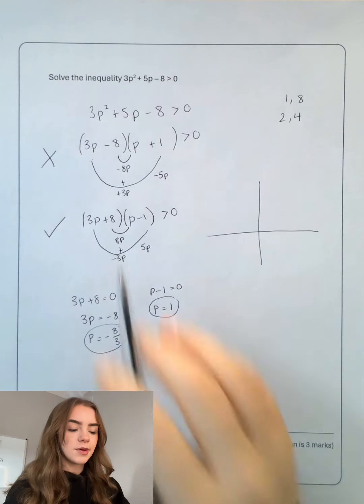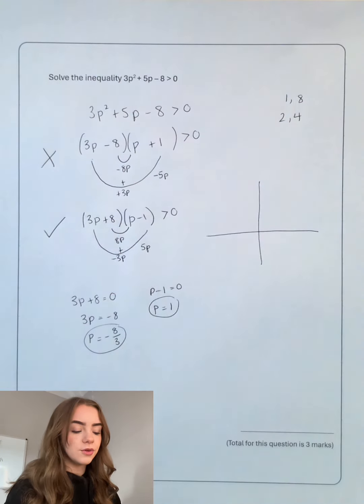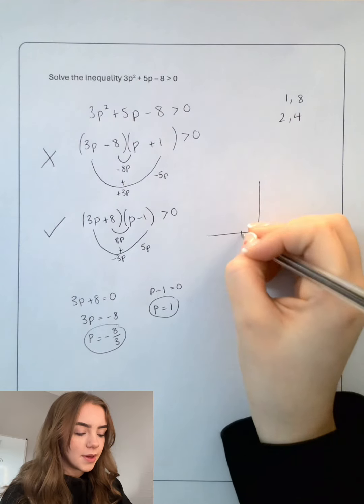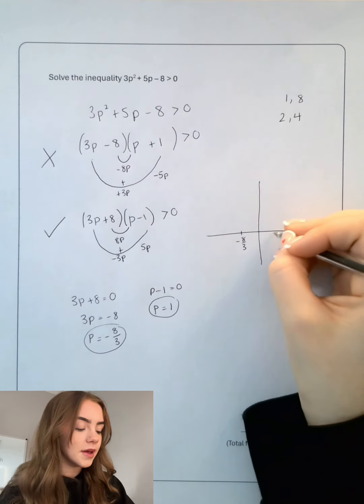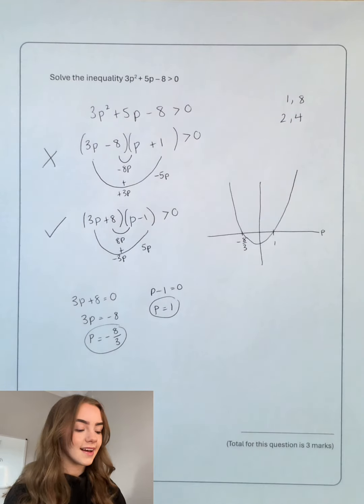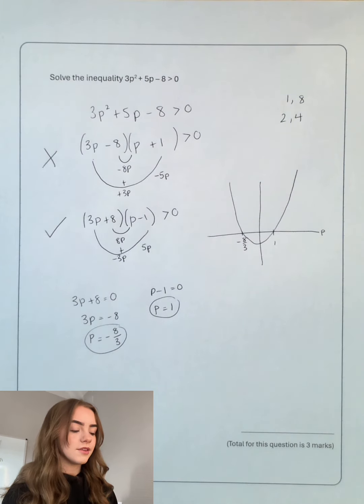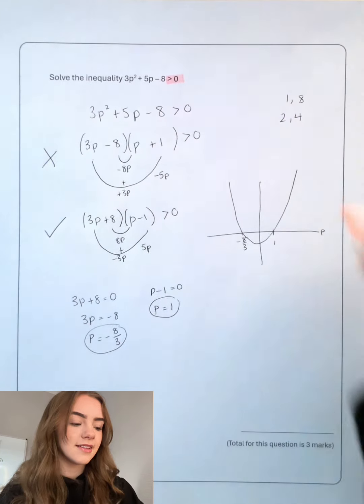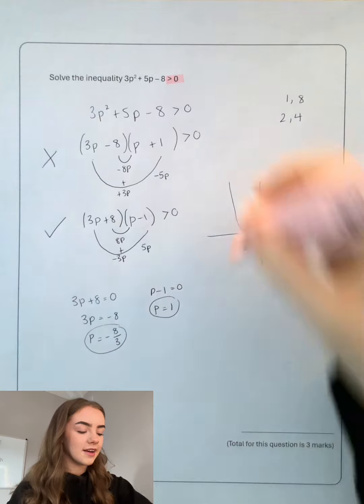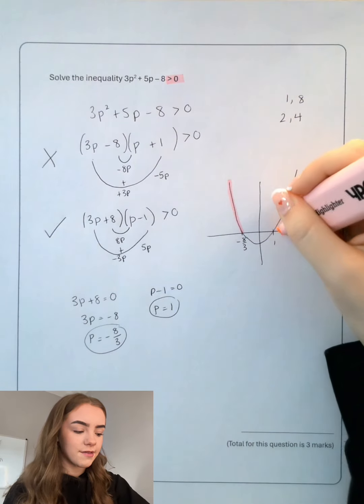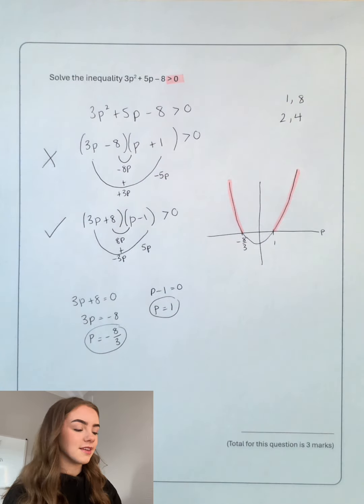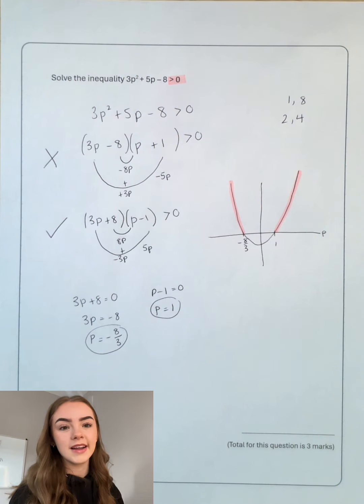When we draw the graph, because it's a quadratic graph, it will be a U-shape and it will pass through the points when p is minus 8 over 3 and p is 1, which will look something like this. We want to find the parts of this graph which give an output greater than 0, which is anything above the x-axis, which will be this part of the graph and this part of the graph. The only difference is we're not working in terms of x, we're working in terms of p.